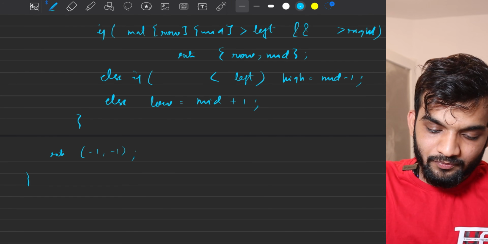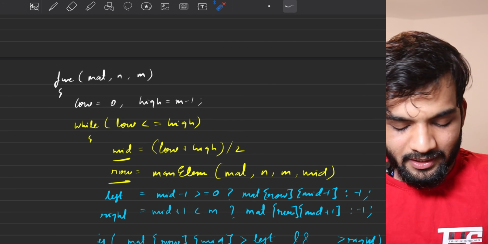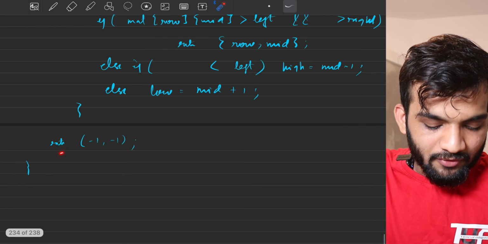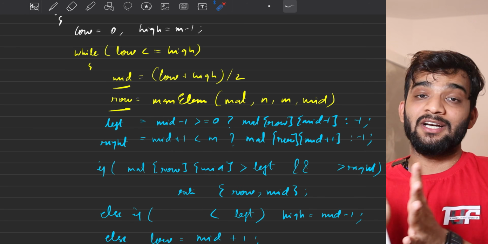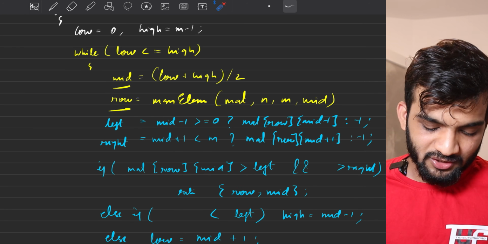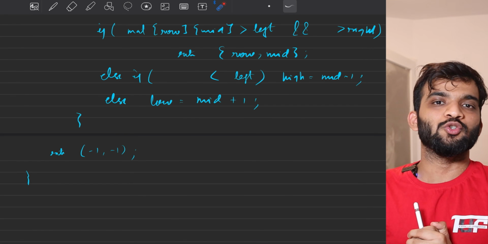Why? Because it's a function. It will be expecting you to return something. So just give a dummy one. In all the cases, you will be finding a peak element. That is what the question is stating. So don't worry about this. This is just a dummy line that you have to write in order to complete the execution of code.